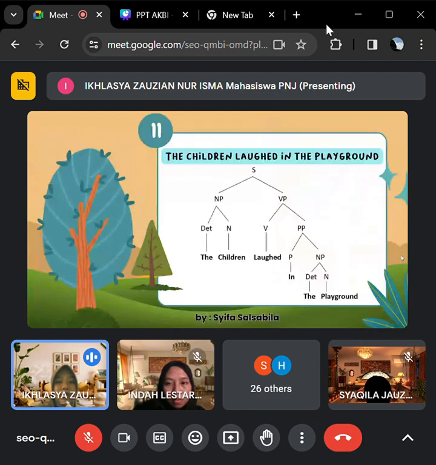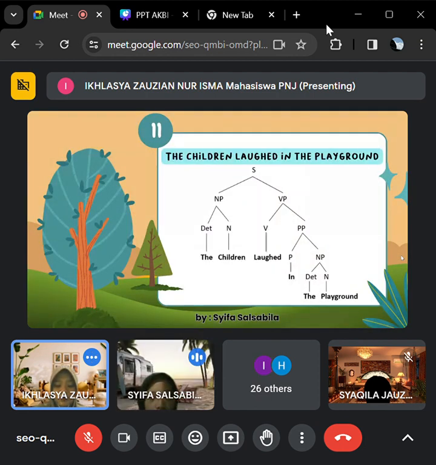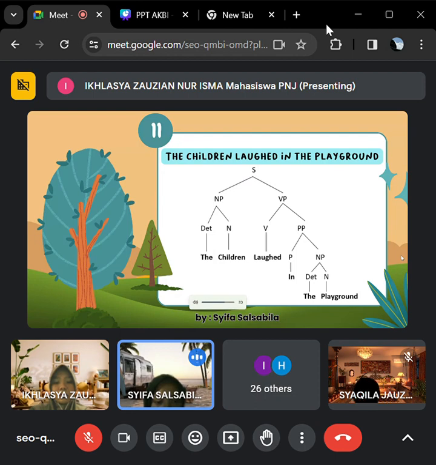Okay, the next one is by Shifa. The children laughed in the playground. The is a determiner. Children is a noun. The children is a noun phrase. Laughed is a verb. In is a preposition. The is a determiner. Playground is a noun. The playground is a noun phrase. In the playground is a prepositional phrase. And the children laughed in the playground is a sentence.